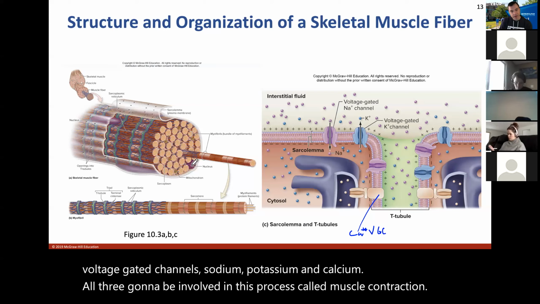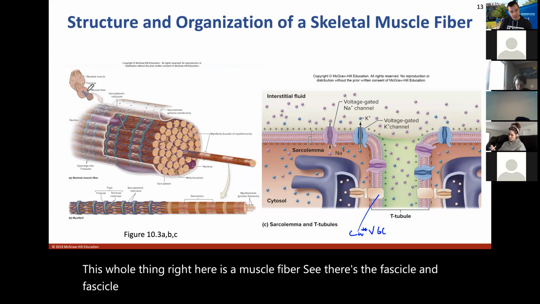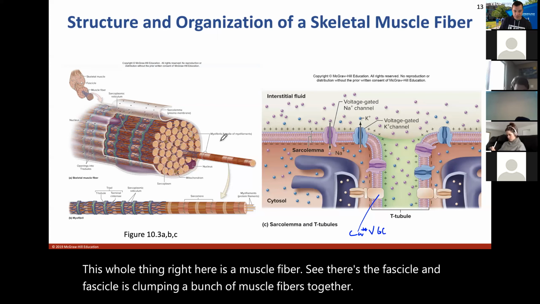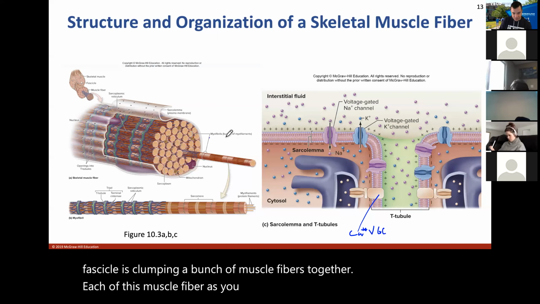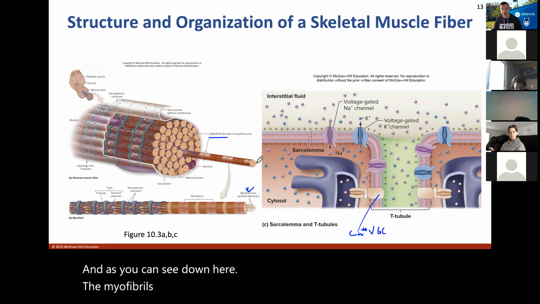This whole thing right here is a muscle fiber. Okay. See, there's the fascicle, and a fascicle is clumping a bunch of muscle fibers together. Each of these muscle fibers, as you can see, is made up of myofibrils. And as you can see down here, the myofibrils are comprised of even smaller stuff called myofilaments.